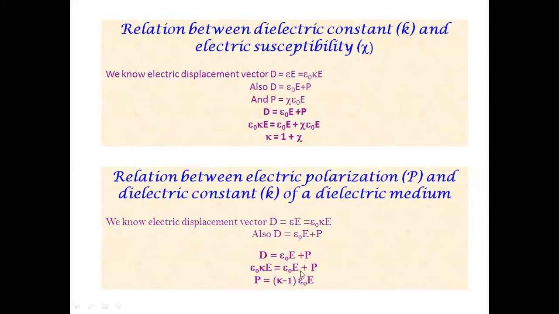And rearranging that, we get P is equal to the dielectric constant minus 1, epsilon 0 E. So these are the two very important relations. One is the relation between dielectric constant and the electric susceptibility, and the other is polarization with the dielectric constant.